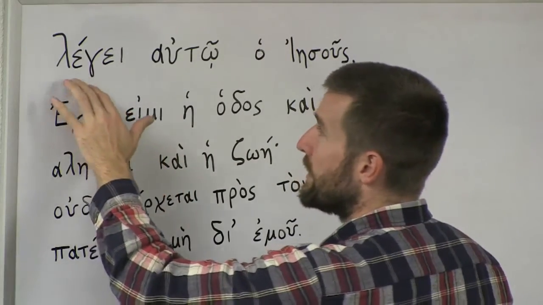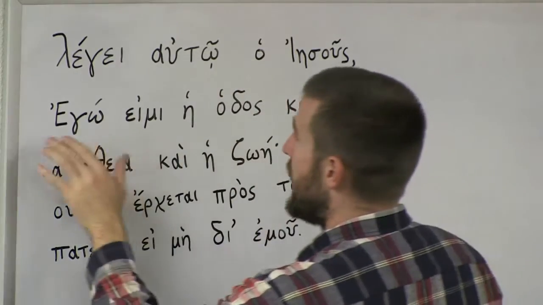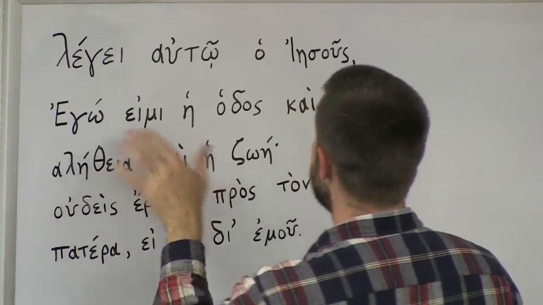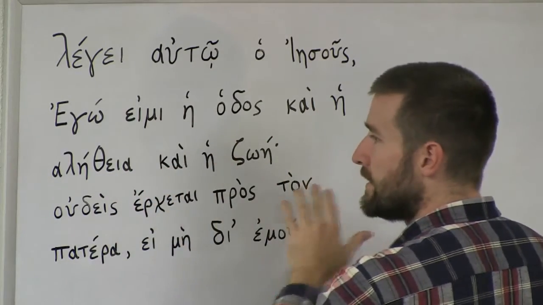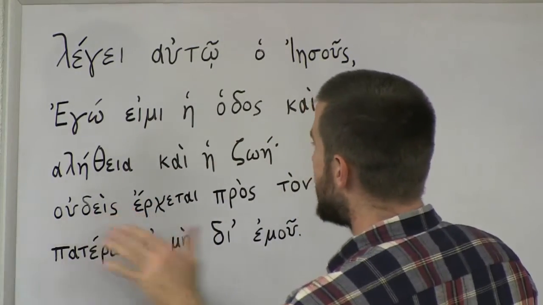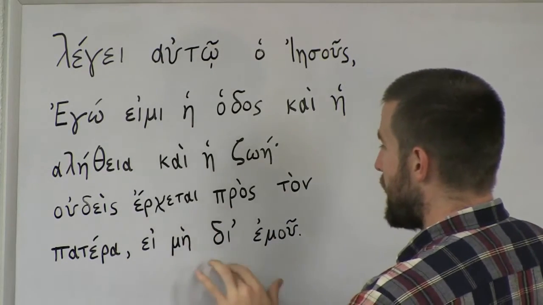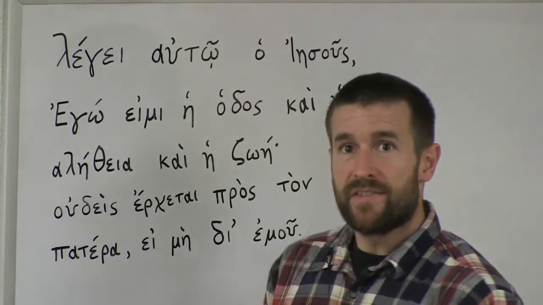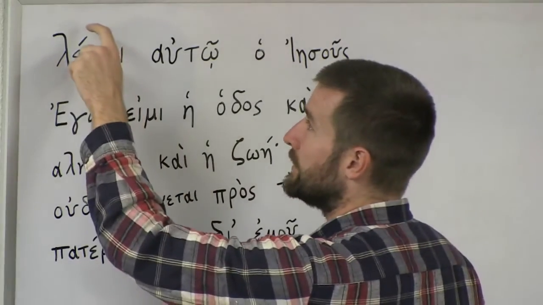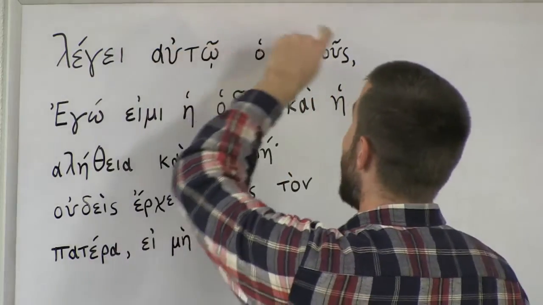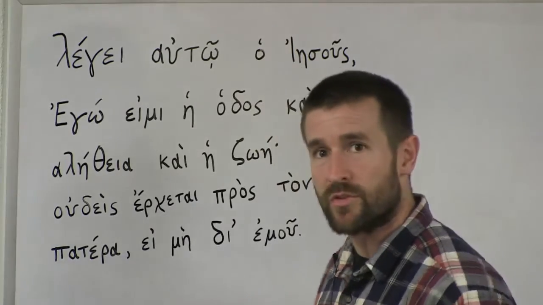The first word here, Legi αυτό ο Ιησούς. Εγώ είμαι Iodos και η αλήθεια και η ζωή. Ουδής έρχεται προς τον Πατέρα ή μη διεμού. All right? So again, you should know the alphabet and you should be able to understand that these accent marks tell you where to put the stress on each word. So let's go through this word by word.